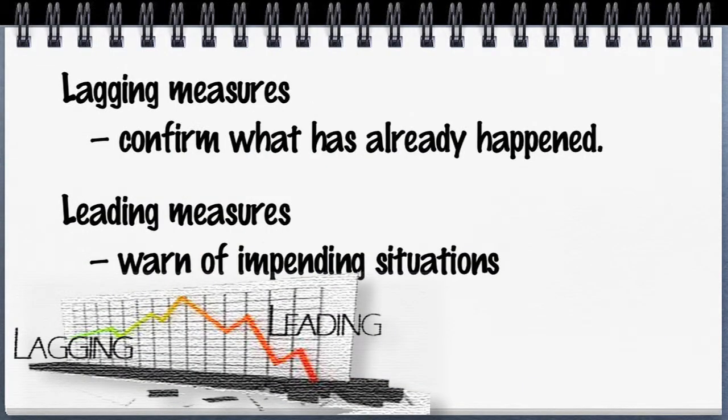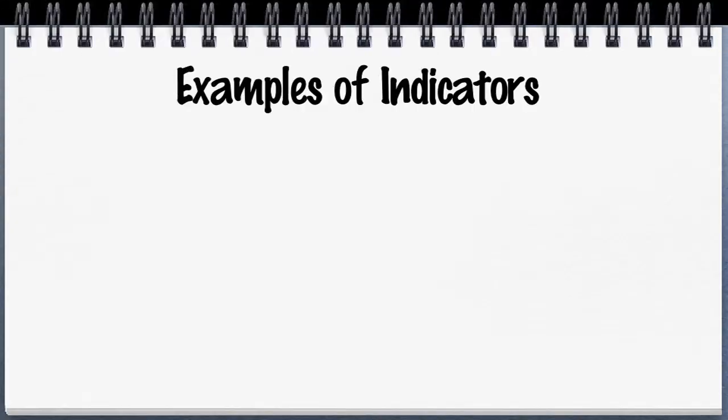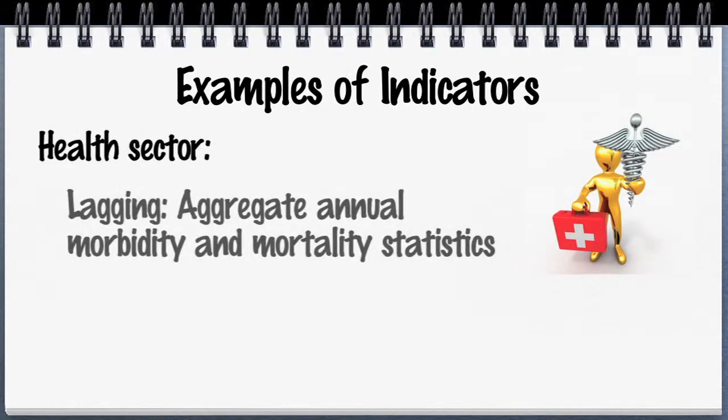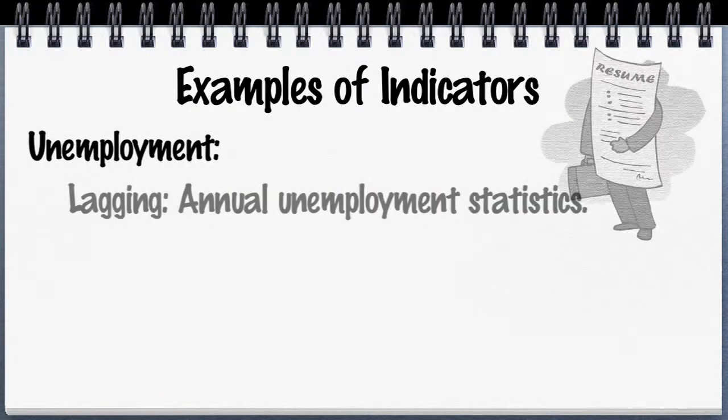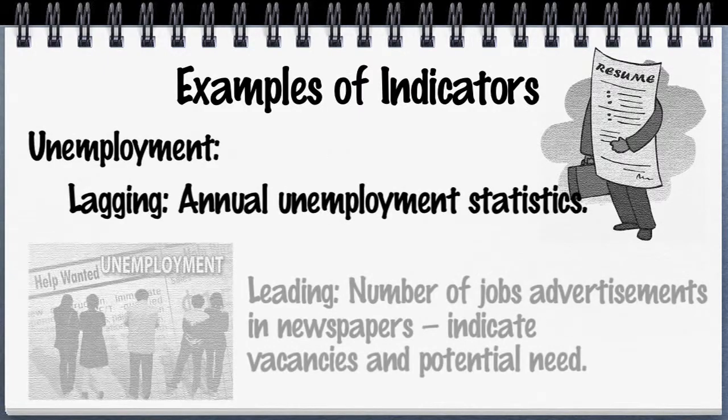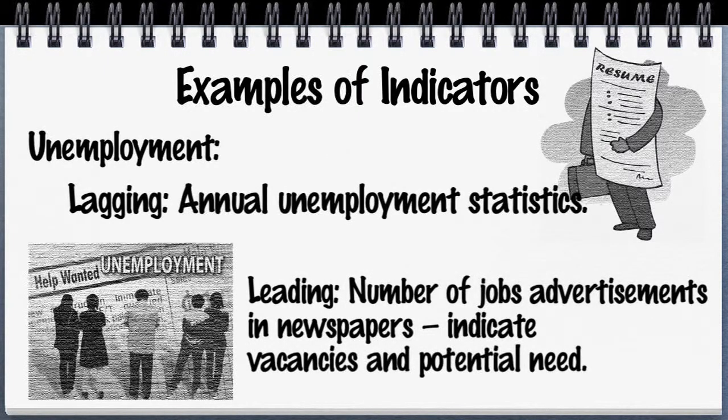Lagging measures confirm what has already happened. Leading measures warn of impending situations. Leading measures are more effective for project management and control as they provide time to manage problems. Example: health sector. Lagging: aggregate annual morbidity and mortality statistics. Leading: number of dengue cases reported in an area, indicate potential public health problem. Unemployment. Lagging: annual unemployment statistics. Leading: number of job advertisements in newspapers, indicate vacancies and potential need.